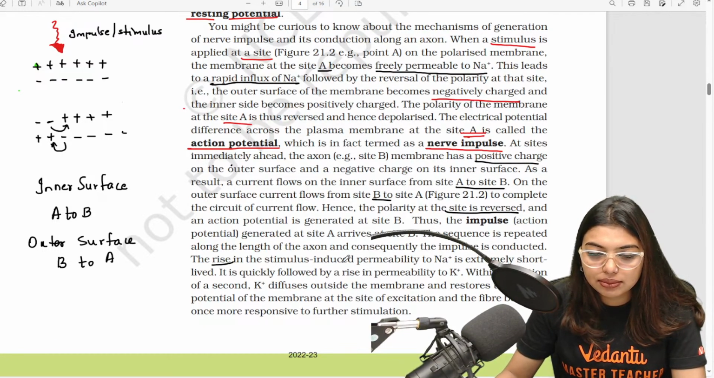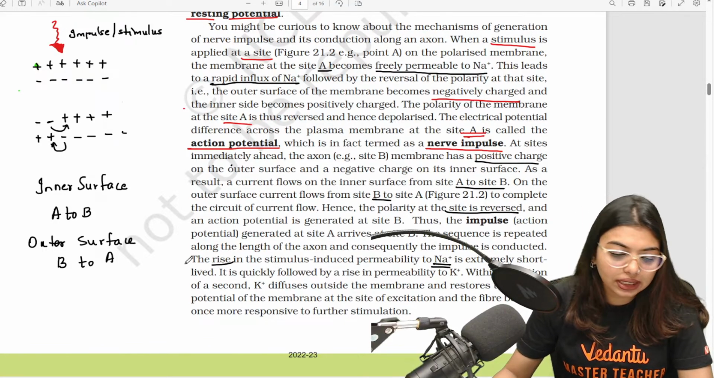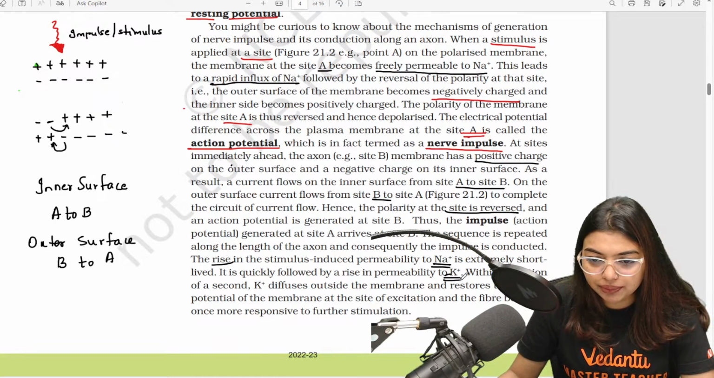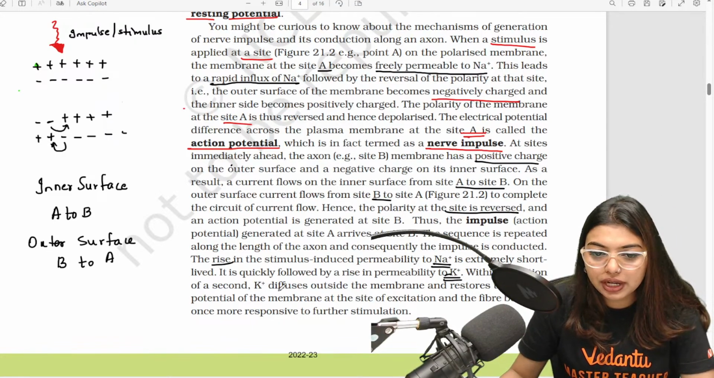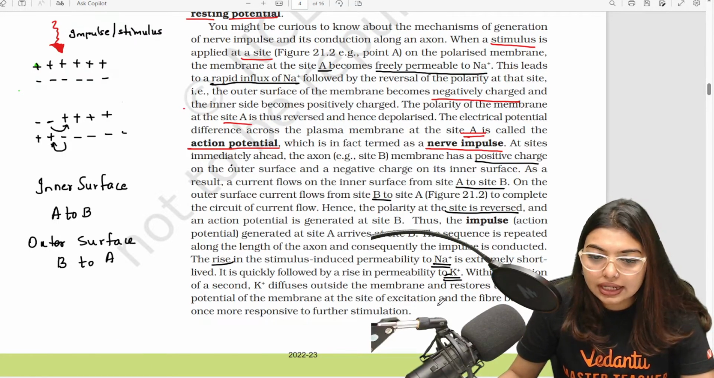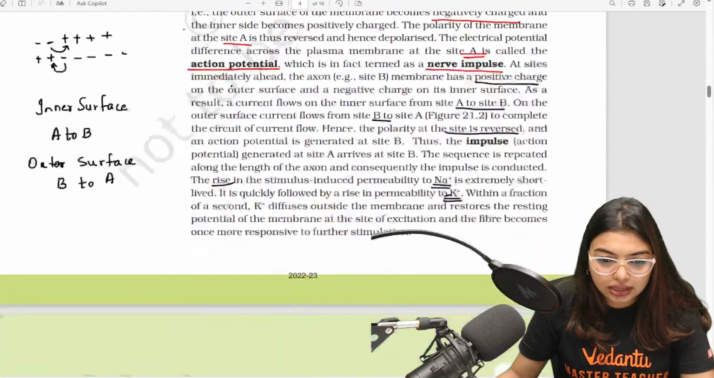The rise in the stimulus-induced permeability to sodium is extremely short-lived. It is quickly followed by the rise in permeability of potassium. Within a fraction of seconds, potassium diffuses outside the membrane and restores the resting potential of the membrane at the site of excitation.